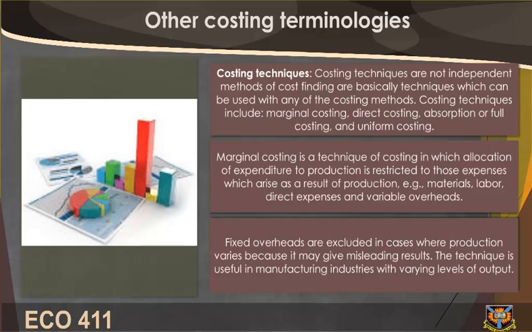allocation of expenditure to production is restricted to those expenses which arise as a result of production. For example, materials, labor, direct expenses, and variable overheads. Fixed overheads are excluded in cases where production varies because it may give misleading results. The technique is useful in manufacturing industries with varying levels of output.